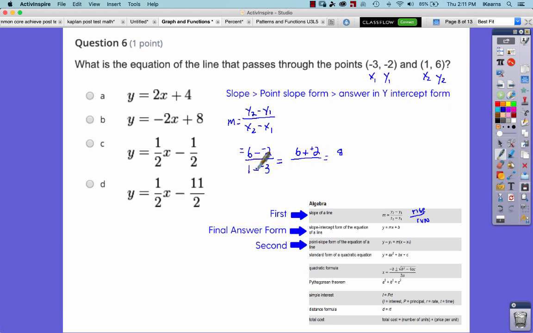And then 1 minus a negative 3 is equal to 1 plus a positive 3, which is 4. Okay? So 8 divided by 4 is 2. So our slope is 2. M equals 2. So now we can use the point slope form of the equation.